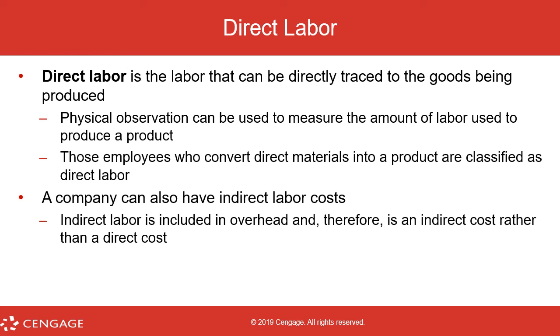Direct labor refers to the labor that can be directly traced to the goods being produced. In the case of the pair of blue jeans, we know about how long it takes a tailor or seamstress to produce that pair of jeans, and they are employees that convert the direct material of the fabric into the product. And therefore, their time spent on that activity can be classified as direct labor.